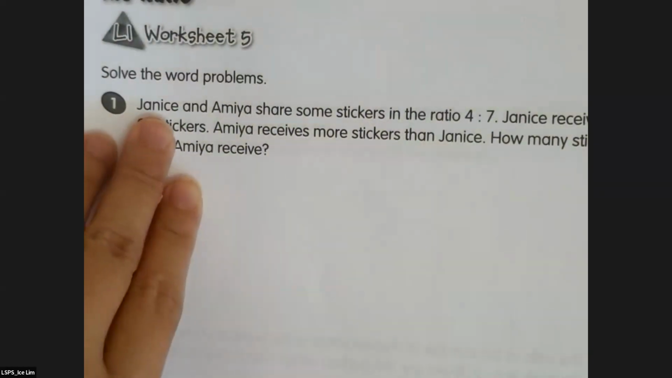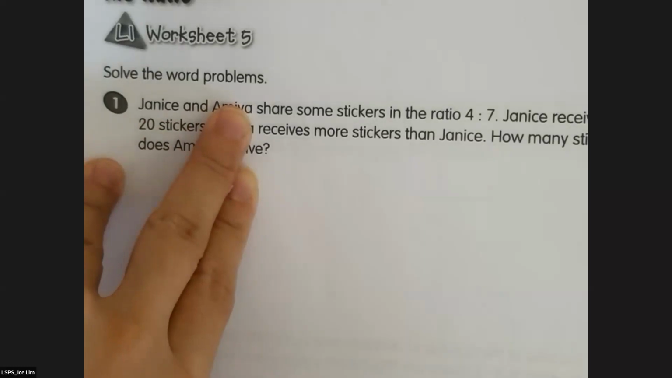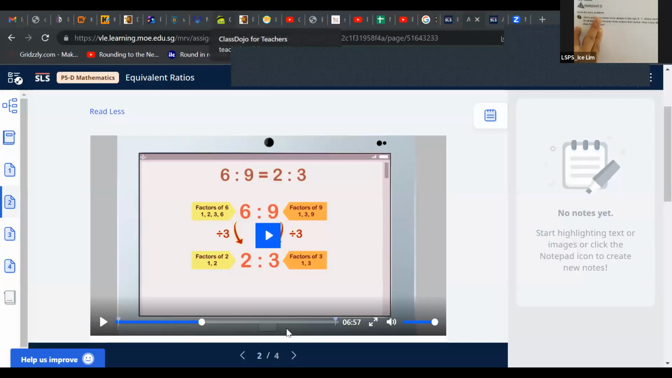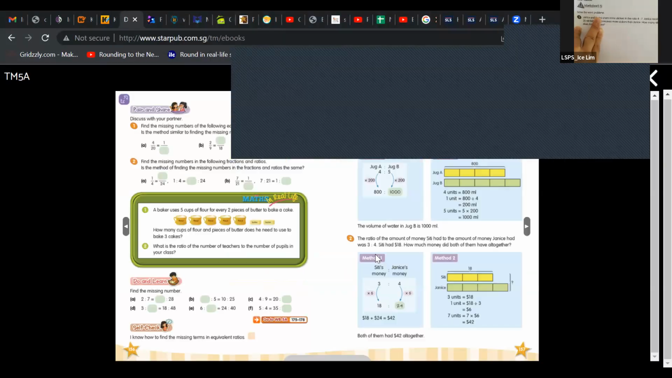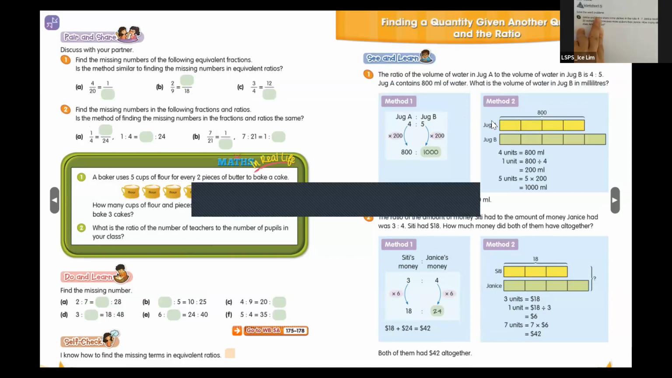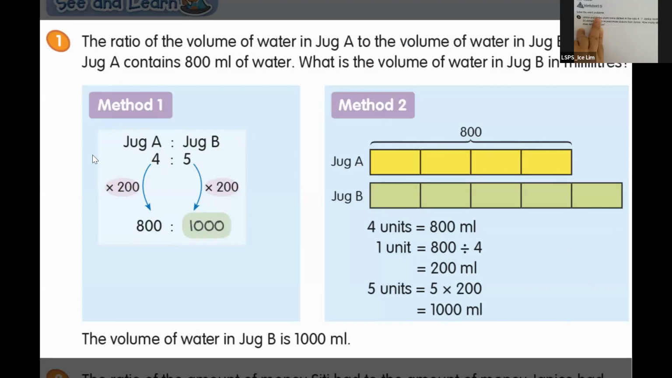If you look at your textbook, it shows you a few methods. Take a look on the screen first, please. This is page 157 of your textbook. It shows you two methods. Method 1 is the ratio method. Another method is the unitary method with the model method.